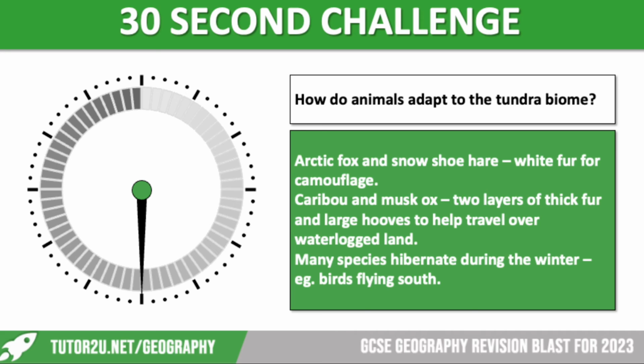We've got caribou and musk ox, which are able to keep warm when it's freezing because they've got 2 layers of thick fur, and that fur keeps them warm anyway, but they're also able to trap air between the different layers, which gives them better insulation from the bitter temperatures.